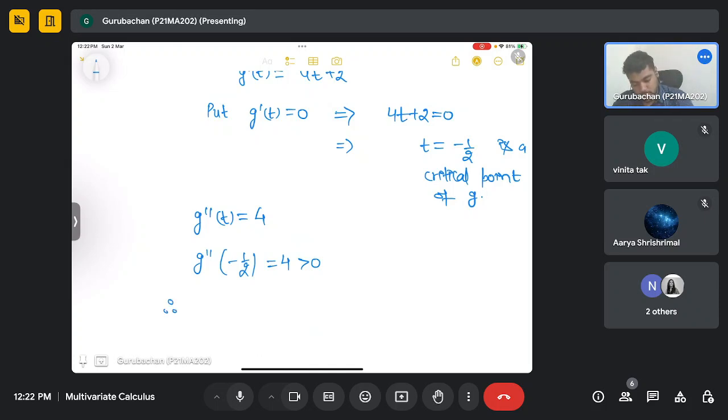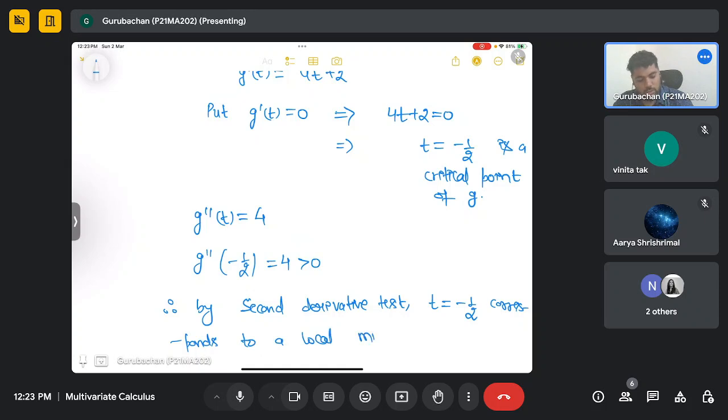by the second derivative test, t equal to minus half corresponds to a local minima point for g.